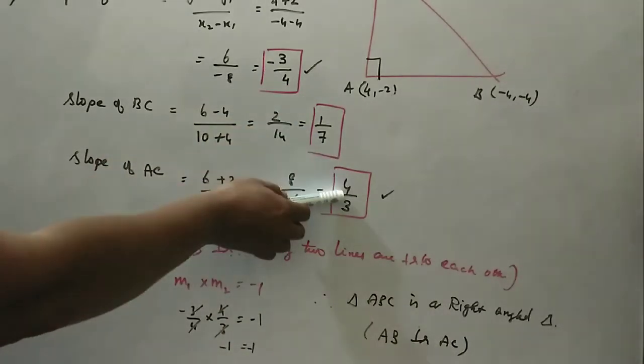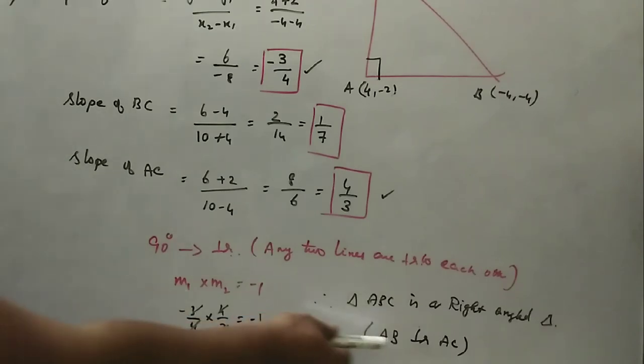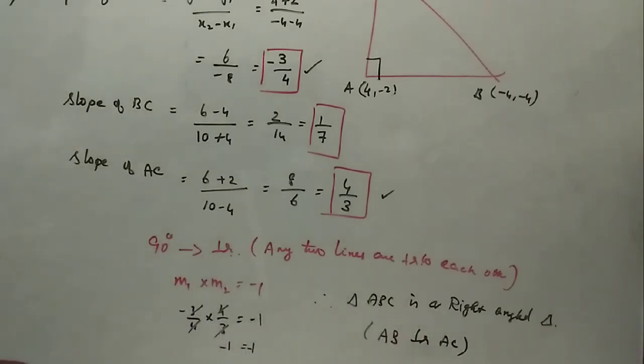So, I am taking the first and the third one and I am cancelling. Left hand side is equal to right hand side. Therefore, triangle ABC is a right angle triangle and AB perpendicular to AC. Clear?